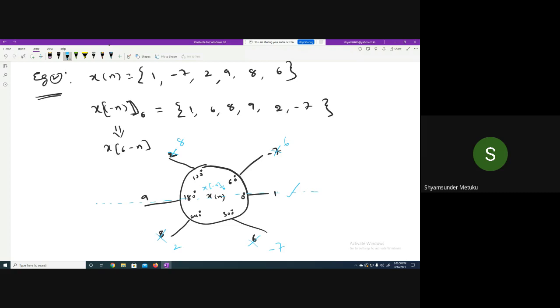What is the first sample? Anti-clockwise, zero degree radiation sample, how much? 1. Next is 6. Next is 8. Next is 9. Next is 2. Next is minus 7.